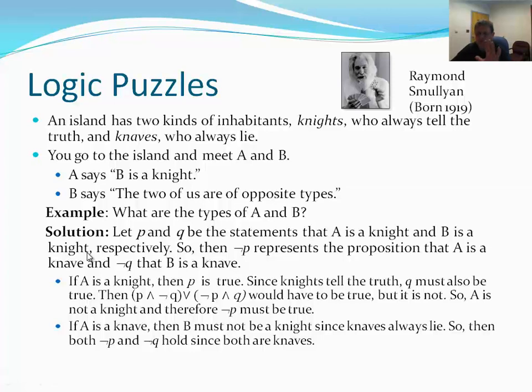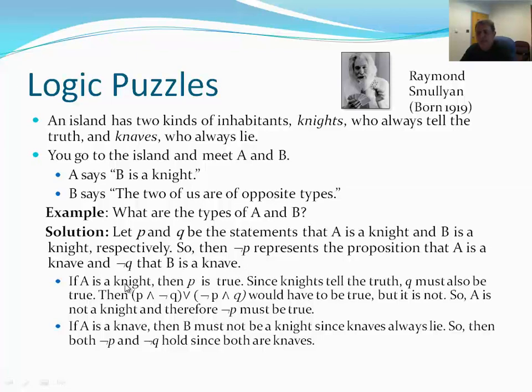All right. So P is "A is a knight" and Q is "B is a knight." Then not P represents the proposition that A is a knave, because if it's not a knight, we said there are only two types. If P is "A is a knight," then not P would be "A is not a knight." Since there are only two types, so it is a knave. And not Q, that B is a knave.